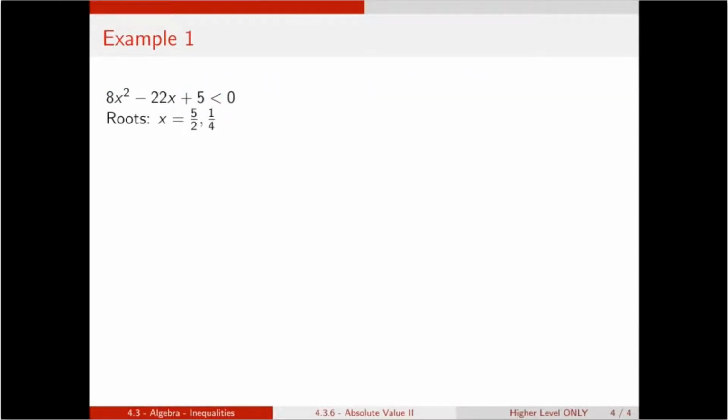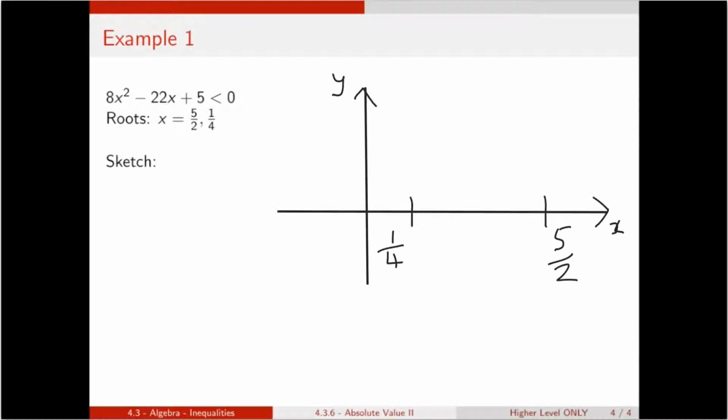So now we want to sketch that quadratic. So we've got our x and y axis. Our roots are at 5 over 2 and 1 over 4. We know it's a happy face because it's a positive coefficient in front of the x squared.